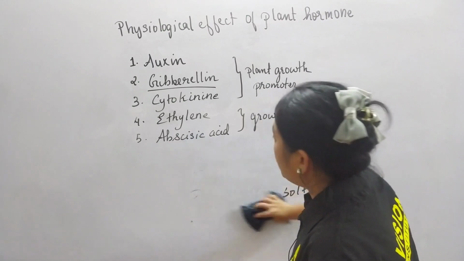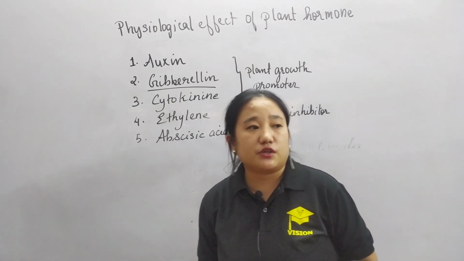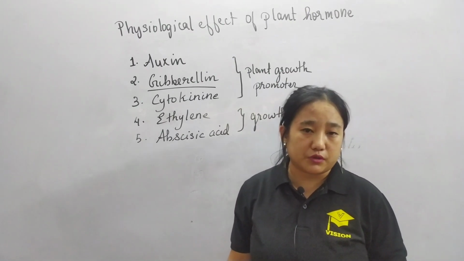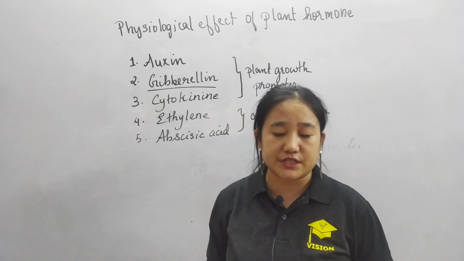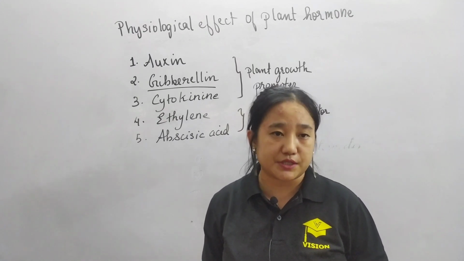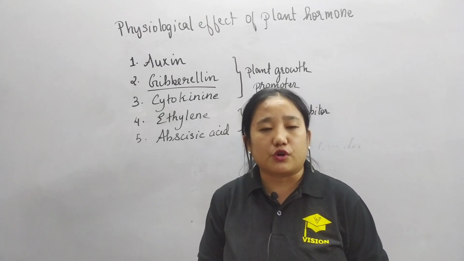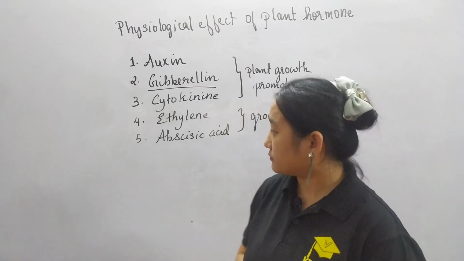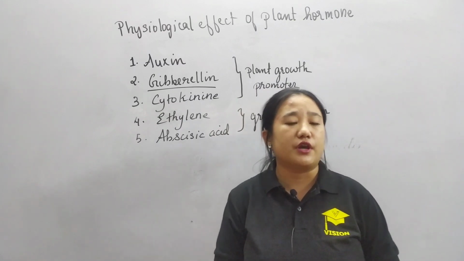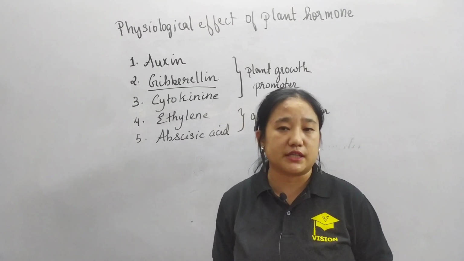Okay. Moving on to the next, we have cytokinin. This cytokinin is also a plant growth promoter, and cytokinins are usually found in parts of the plant where there is rapid cell division taking place. So you will find cytokinin in developing or growing buds, or you can also find it in young fruits. Cytokinin brings about the production of new leaves. It also increases the amount of chloroplast in the plant.